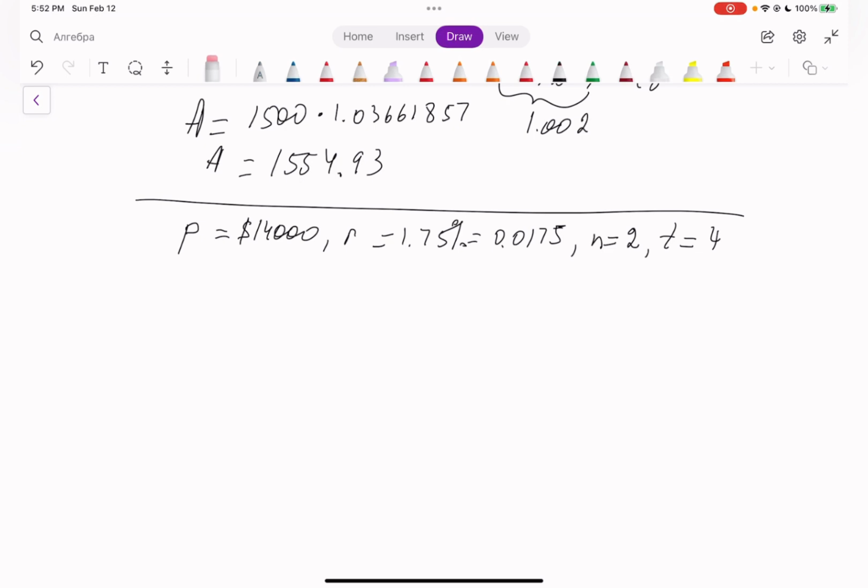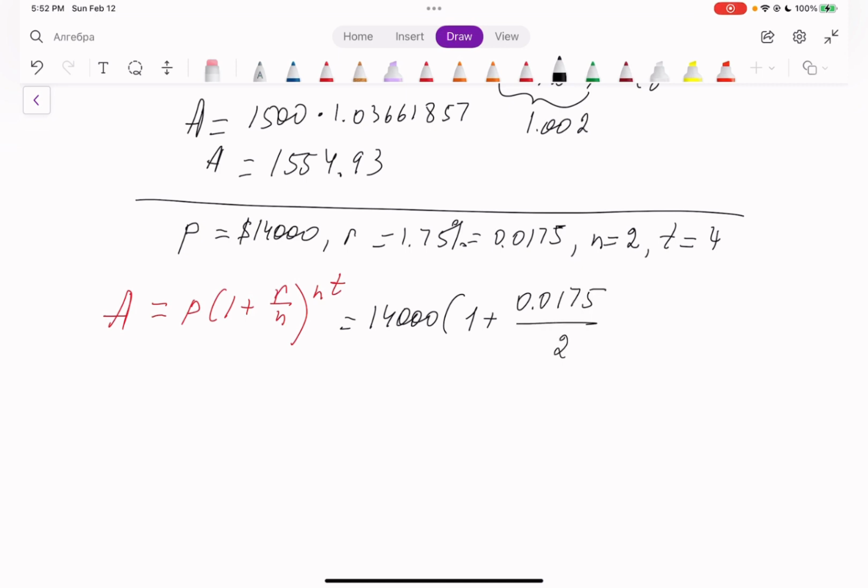So we invest 14,000 under this condition with 1.75% interest, compounded semi-annually for 4 years. How much is going to be our money in 4 years? A is equal to P times 1 plus r over n, raised to power nt. Okay, this is what we have, 14,000 times 1 plus 0.0175 divided by 2, and raised to power 2 times 4. N is 2, t is 4. Yes? Okay, let's go.